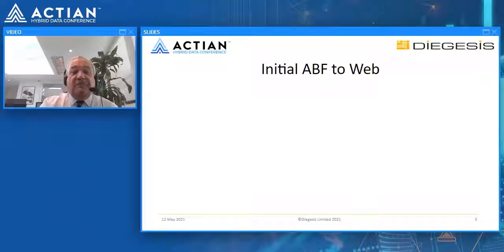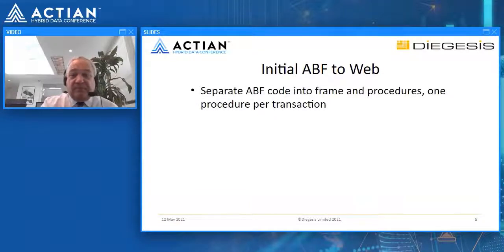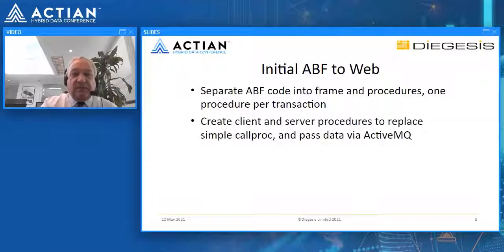So let's first talk about how initially we're going to take ABF to the web. The first step is to separate the ABF code into frames and procedures. One procedure per transaction, obviously, because that's the way web applications work. One HTTP call to the back end does one piece, and we're going to do that by passing data by ActiveMQ. So we're going to create client and server procedures and a simple call proc.